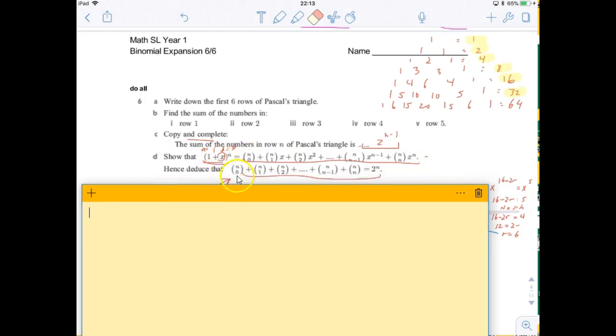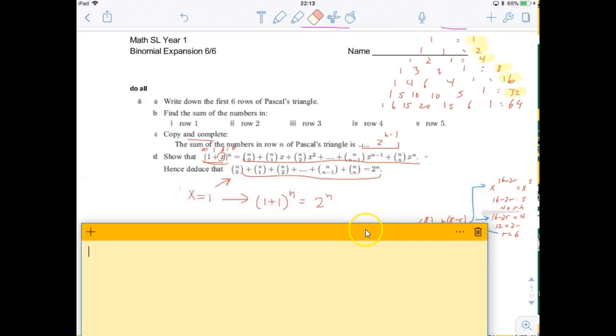Hence, deduce that all the Pascal's triangle coefficients are equal to 2 to the nth. Okay, so let's do that. Let's say that this sum is similar to this sum above, except for the fact that this has no x variables, and this one does have x variables. Well, what if we took this expression here and we just set x equal to 1? Wouldn't that make this expression equal to this expression? It does, right? It would transform into this expression here.